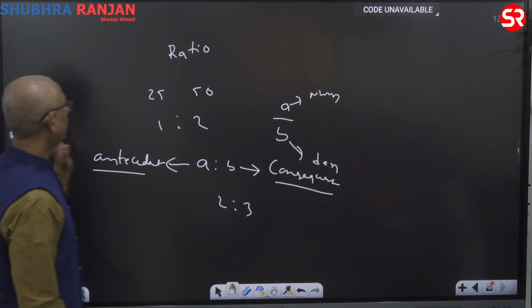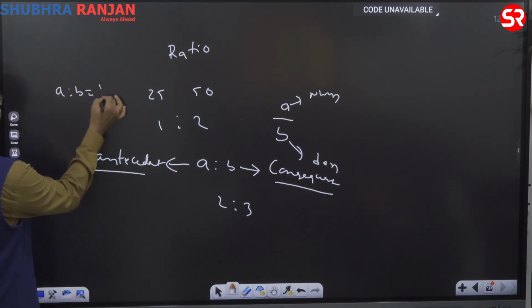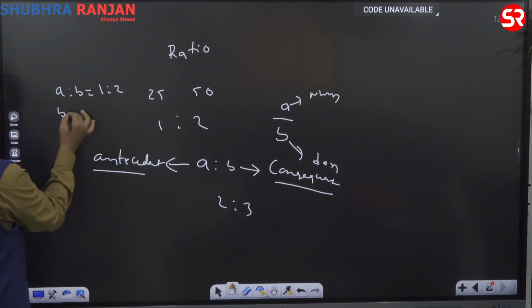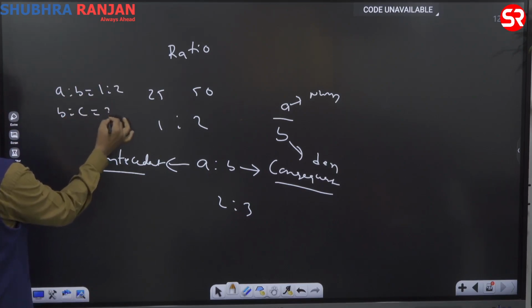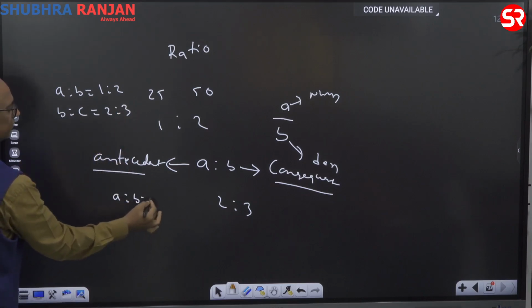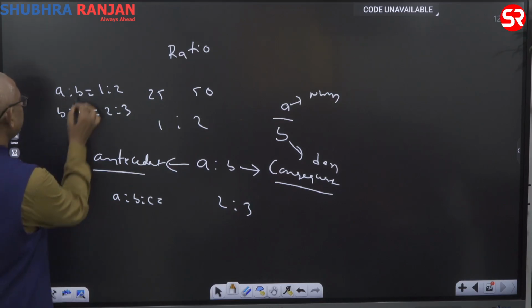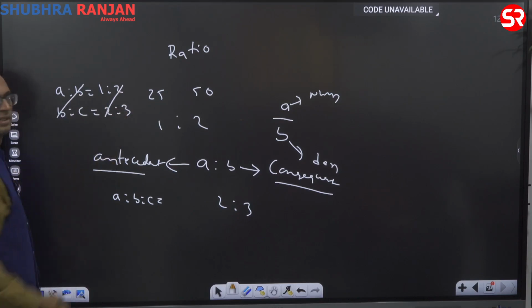So ratio, one more logic. If A is to B is 1:2, B is to C is 2:3. What is A is to B is to C? Tell me. Why? In both the ratios, the B is the same. That's why the connection is made. So that's why we are writing it.